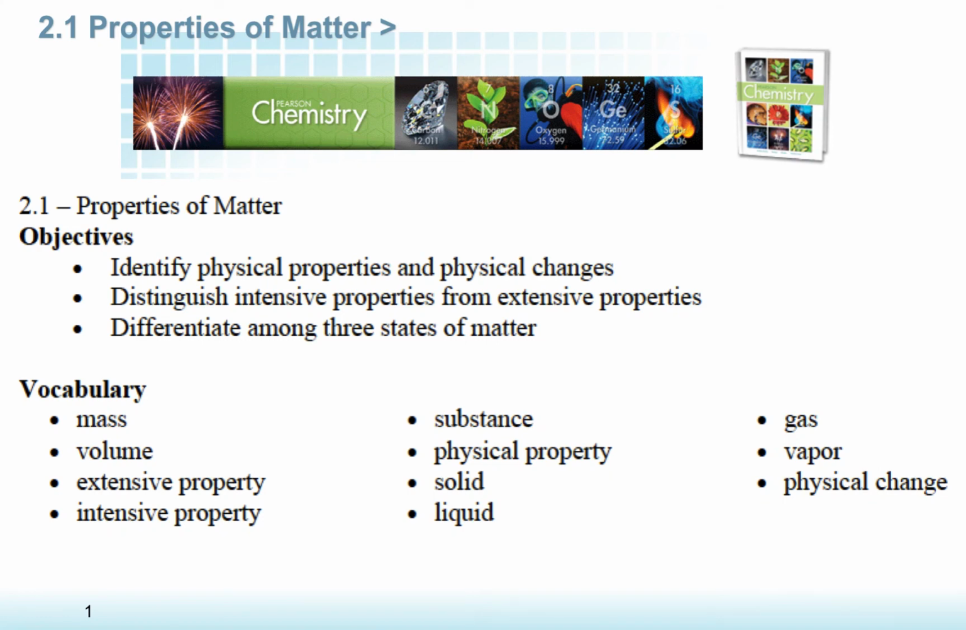2.1 Properties of Matter. In this section, you're going to identify physical properties and physical changes. You're going to distinguish intensive properties from extensive properties, and you're going to differentiate among the three states of matter, very much like we did in Chapter 13. Below the objectives, you see the vocabulary for this section.